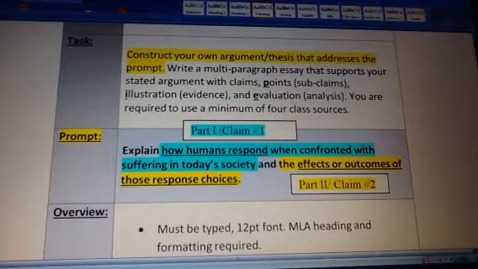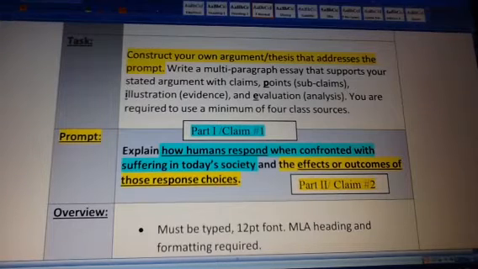And here you see that I've color-coded a couple of things. This is the prompt, and the prompt is: explain how humans respond when confronted with suffering in today's society. Notice that's in blue. So that's part 1 of the prompt. And the second part of the prompt is, and the effects or outcomes of those response choices. So that is part 2.